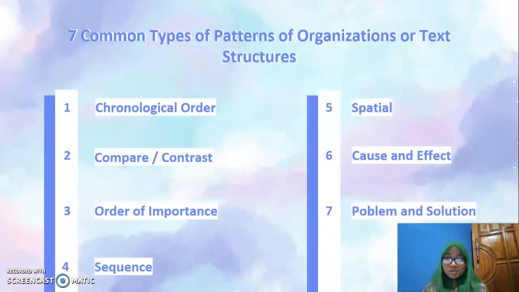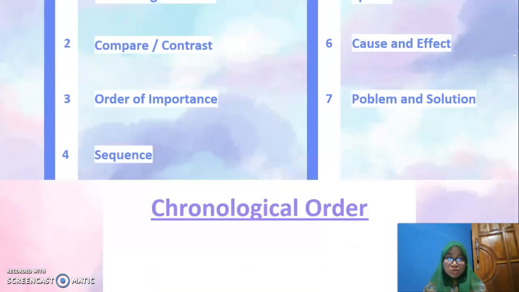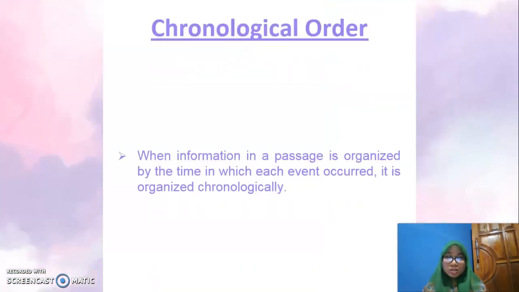There are 7 common types of patterns of organization or text structures. Number 1, chronological order. Number 2, compare or contrast. Number 3, order of importance. Number 4, sequence. Number 5, spatial. Number 6, cause and effect. And number 7, problem and solution.